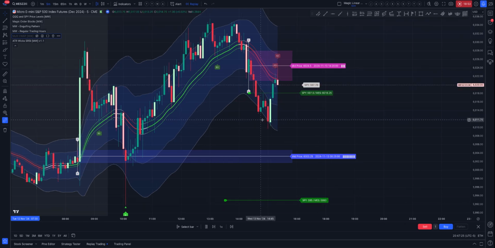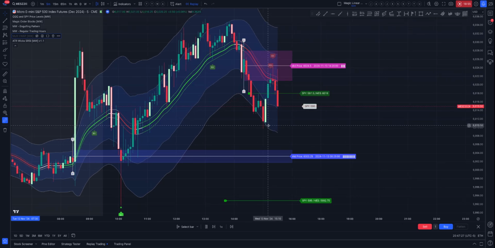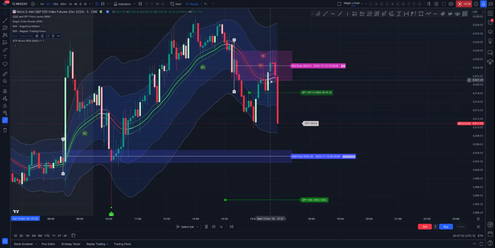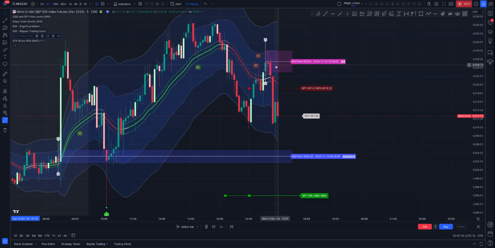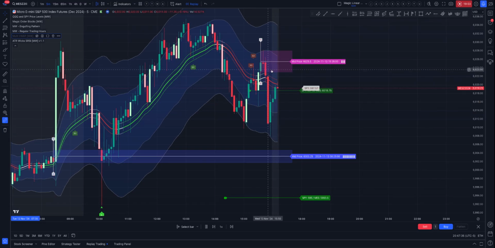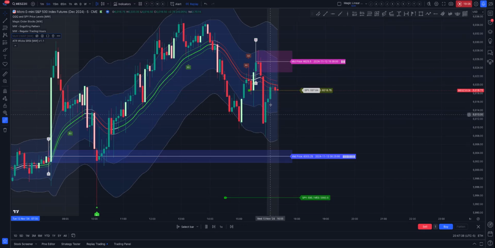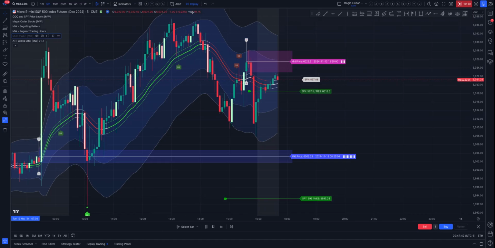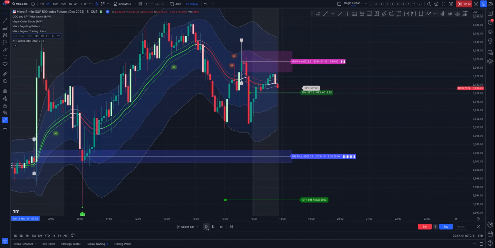And there you go. It's starting to respect this band. And then it goes back, hits the 21. And then you have a little confluence between the order block and the EMA. But that's it. So I just wanted to share that, show you guys how I use these tools myself. And I hope this helps out with your trading.